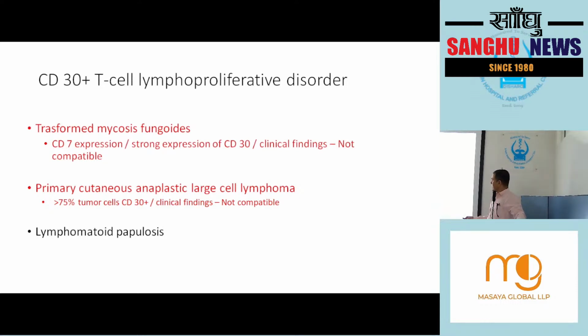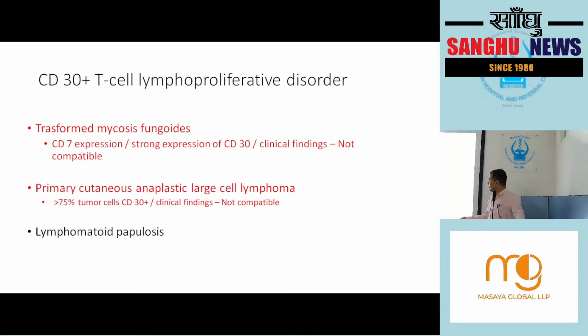Primary cutaneous anaplastic large cell lymphoma. The clinical finding is incompatible. They present as nodules, multiple skin nodules. Here there is a necrotic papule. The clinical morphology is incompatible with primary cutaneous anaplastic large cell lymphoma. And the CD30 positivity should be 100%. The book says more than 75. Practically we see 100%.